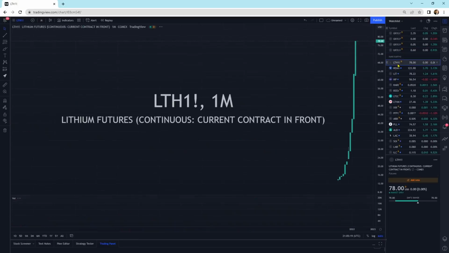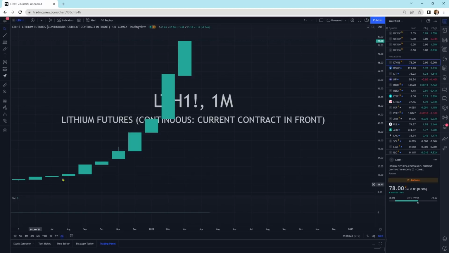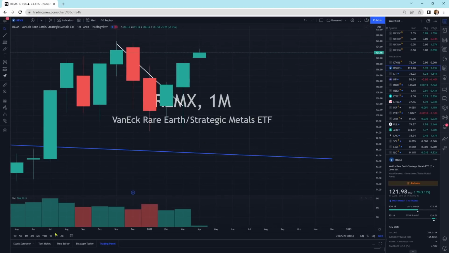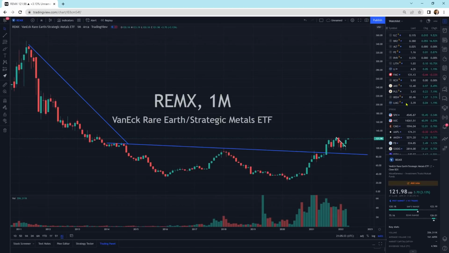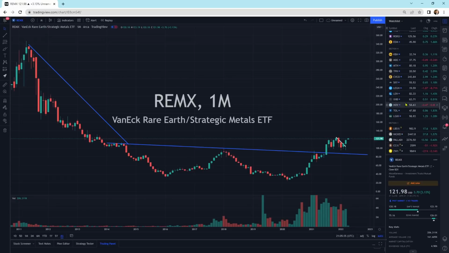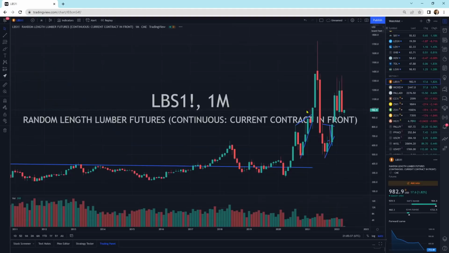Looking at some of these other sectors, this is like the lithium. Lithium's just been going vertical, guys. Lithium has been going vertical. Massive moves there. The rare earths have also been doing very well as well. And this thing looks absolutely fantastic. I'm not going to go over the overall market. I'll do that in another clip.